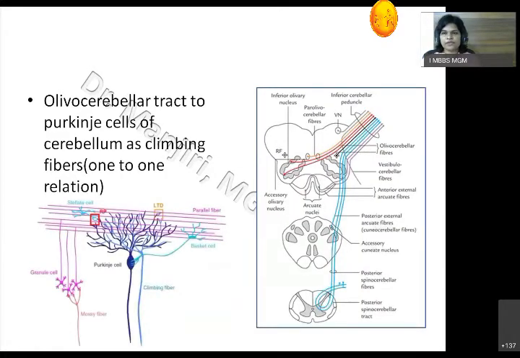So here you are able to see olivocerebellar tract. So this is the olivary nucleus. This is the central inferior olivary nucleus. From here you are able to see these red structures which are going olivocerebellar tract, which is going to the opposite cerebellum. Now it goes to the Purkinje cells of cerebellum.